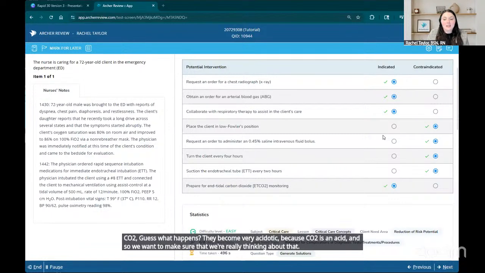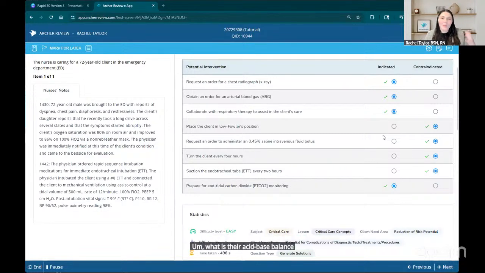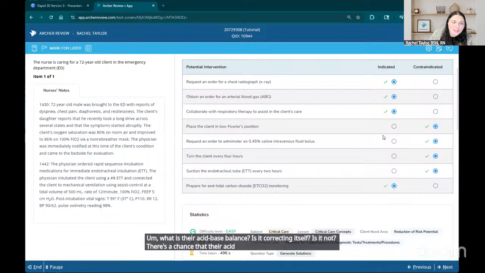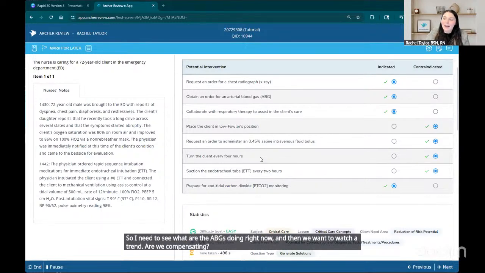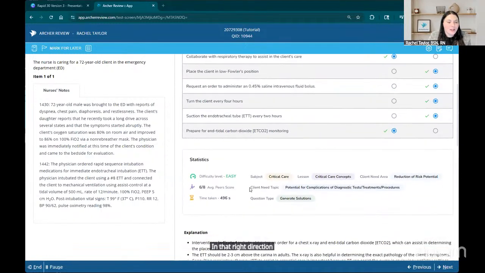What is their acid-base balance? Is it correcting itself? Is it not? There's a chance that their acid-base balance was abnormal because they weren't oxygenating well enough before this. So I need to see what the ABGs are doing right now, and then we want to watch a trend. Are we compensating in the right direction that we really want to see?